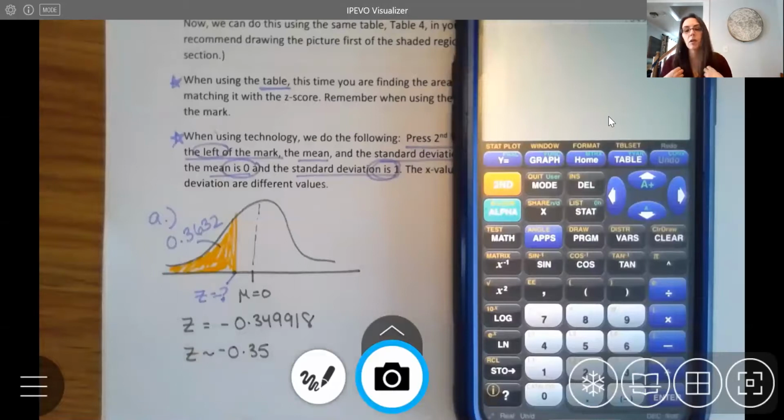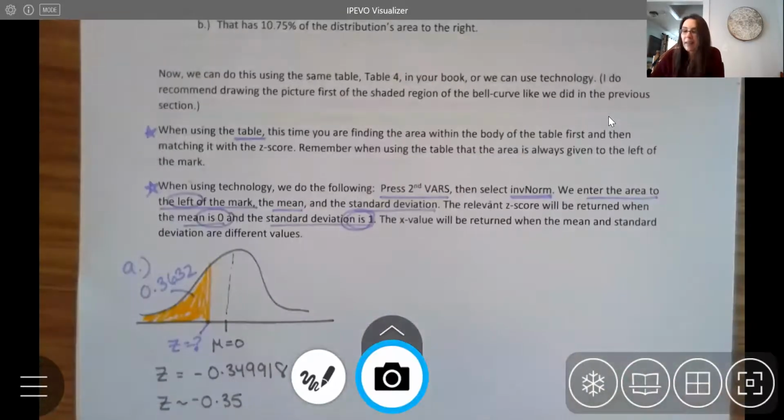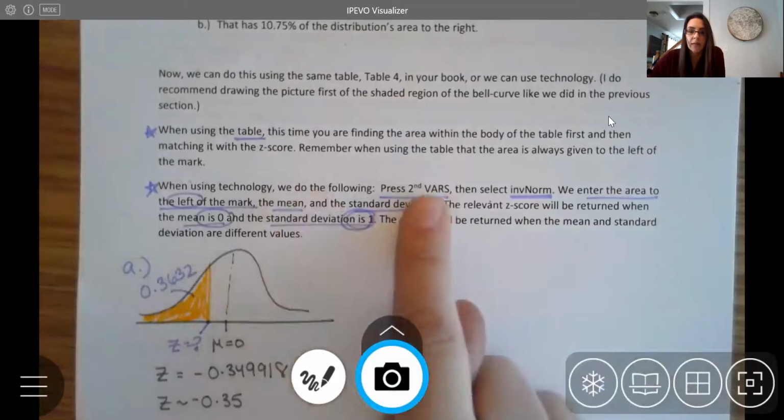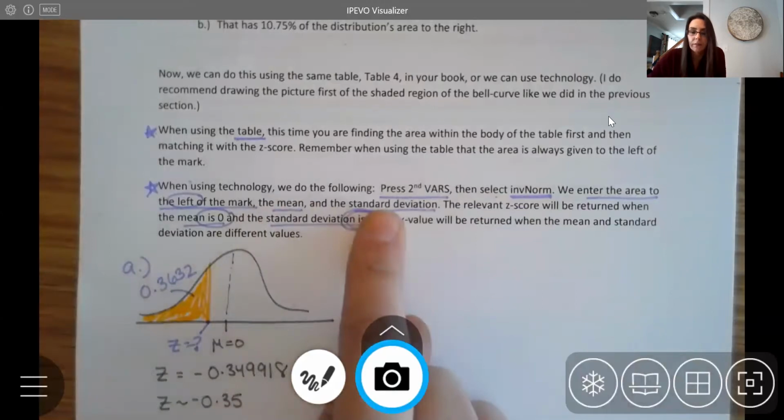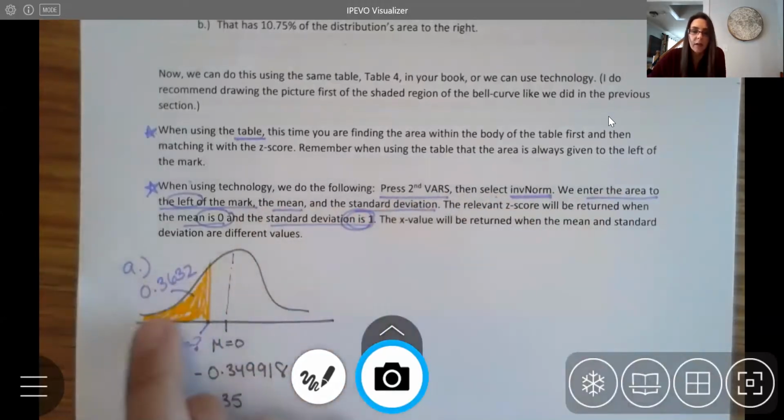All right, now let me show you what the table would look like. So that's the calculator piece. Again, that's my preferred method personally. I like it because I usually have my phone on me, so I have the app easily accessible. It's also nice because it works for any values, where sometimes your table is restricted. It's already rounded for you and things like that. So it just gives you a little bit more flexibility. So your instructions are right here if you forget. So second vars, inverse norm, and then you enter the area, the mean, and the standard deviation. And remember, area is always in that decimal form, and it's always the area to the left of the mark. So here's the mark we're looking for, so you should enter the area to the left.